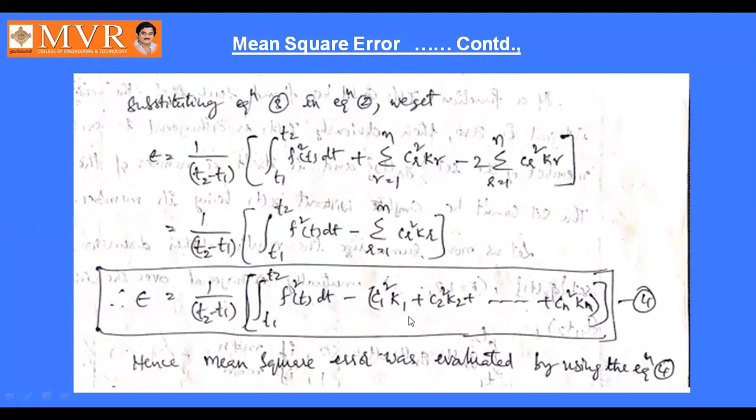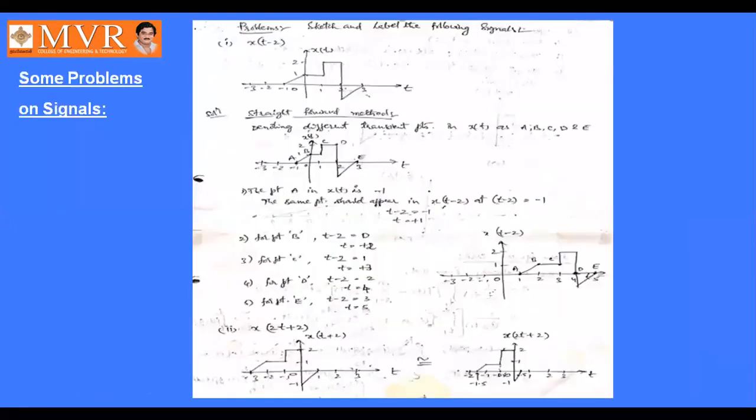This is nothing but the expression for the mean square error. So mean square error can be evaluated by using the equation epsilon equal to 1 by t2 minus t1 into integral t1 to t2 f square(t) dt minus sigma r equal to 1 to n cr square kr, that is minus of c1 square k1 plus c2 square k2 plus c3 square k3 plus up to cn square kn. Okay, this is about the mean square error.